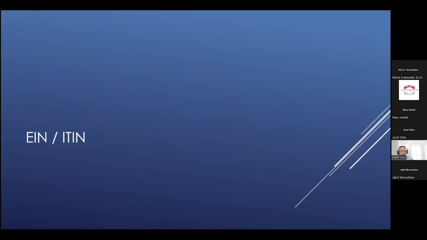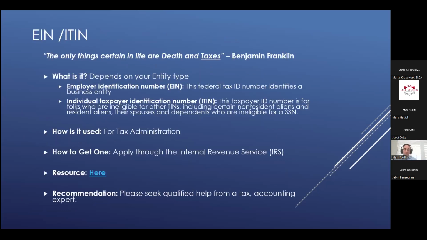EIN, or what's called a TIN, depending on your entity type. This is related to IRS taxes. The only things certain in life are death and taxes. Benjamin Franklin, we like him here. So taxes, everyone's got to pay them. Depending on your entity type, you may get an EIN if you choose to be a US taxpayer, or a TIN if you're maybe a sole proprietorship. It could link to your, for non-residents, those kinds of things.